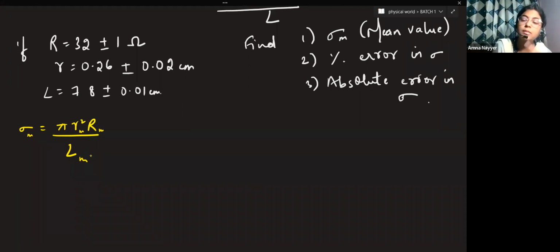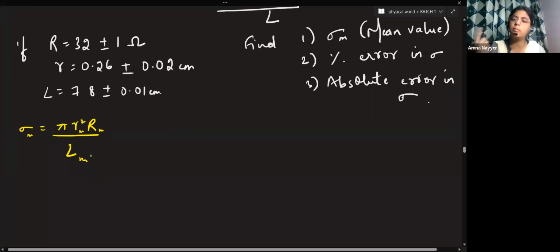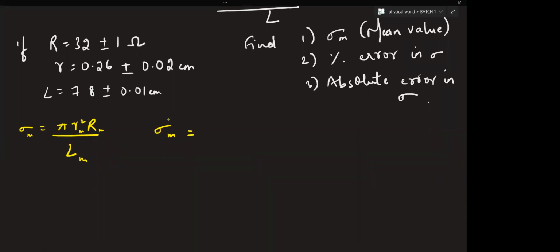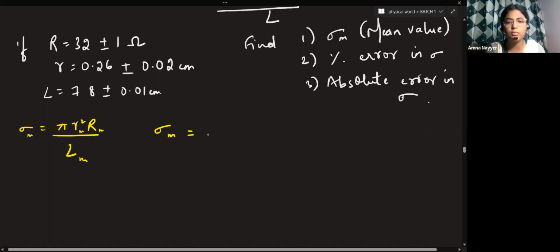Why are we writing this? Because first we want to solve this term sigma m. Then only we'll be able to get the answer of delta sigma. So just put in all the values. So what is the value of pi? 22 by 7 or it is 3.14. Let's write it in decimal. It's 22 by 7 or 3.14.